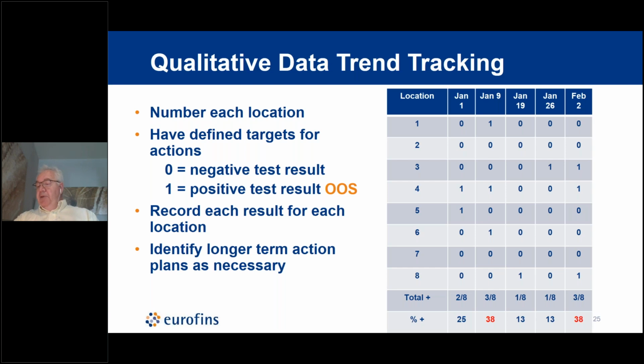Look at February 2 data, and what does this story tell us? Location 4 again is out of spec. Maybe our corrective action wasn't sustainable. Now we have to go back and redo our root cause corrective action for location number 4. Overall, again, our performance is horrible. So now we're back at a 38% failure rate.